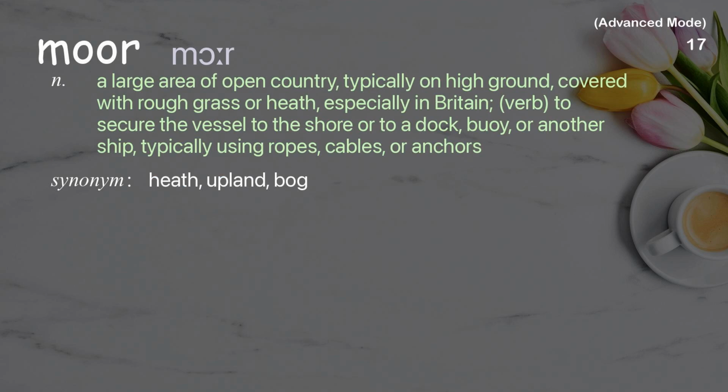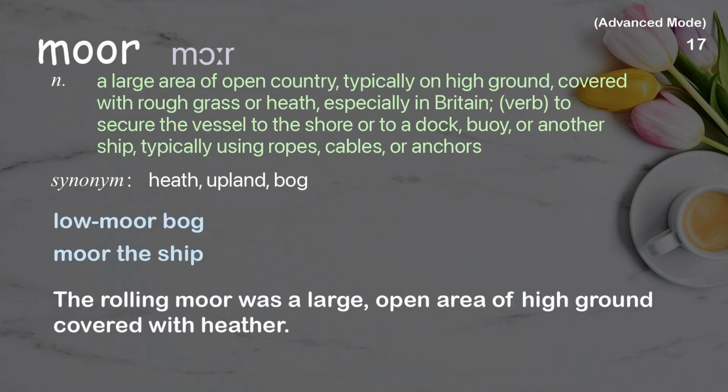Moor. A large area of open country, typically on high ground, covered with rough grass or heath, especially in Britain. Verb, to secure the vessel to the shore or to a dock, buoy, or another ship, typically using ropes, cables, or anchors. Examples: Low-moor bog. Moor the ship. The rolling moor was a large, open area of high ground covered with heather.